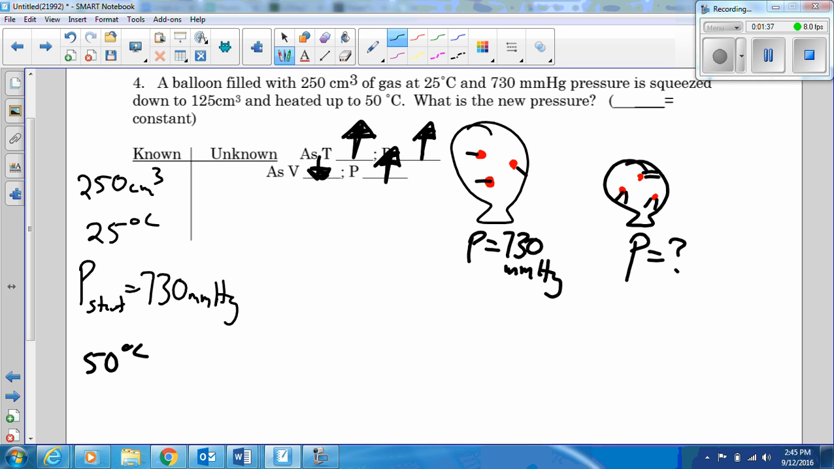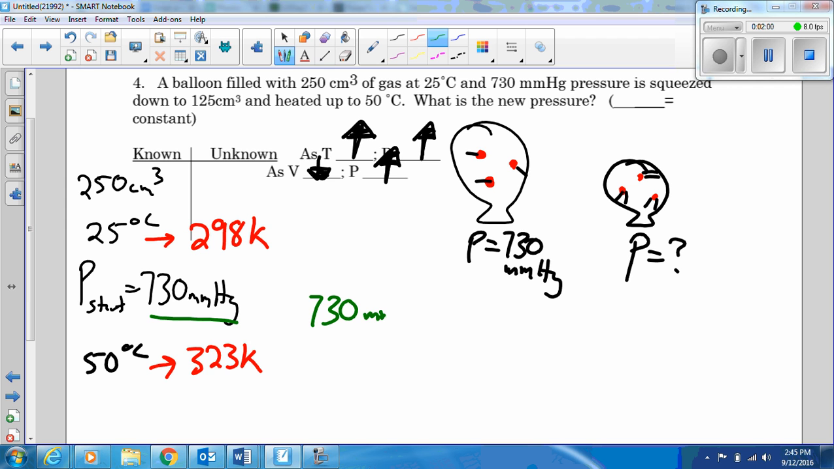Before we go any farther, I know I'm going to change these temperatures to Kelvin. So 25 degrees Celsius is 298 Kelvin. 50 degrees Celsius is 323 Kelvin. Okay, so I'm going to start with what I know, and that's the pressure was originally 730 millimeters. And first, I'm going to look at the volume right here.